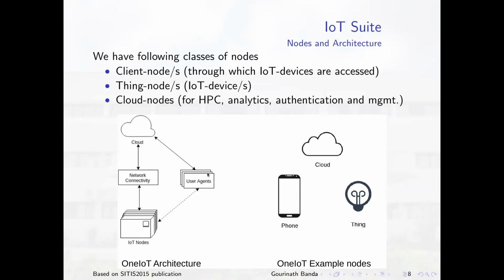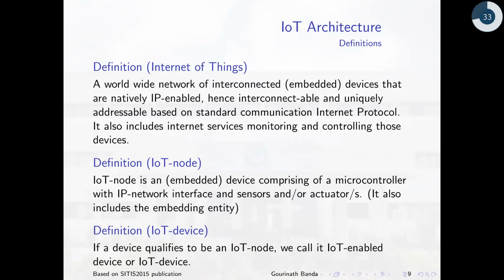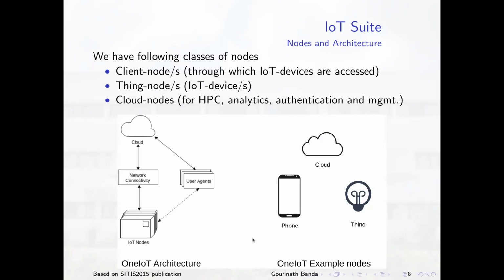User agent could be a simple web interface on a mobile phone or a computer, or it could be a Bluetooth or Wi-Fi enabled phone without the need of getting online or getting access to internet. For instance, in our architecture, we have following classes of nodes. We have client nodes, through which IoT devices are accessed, which are these user agents. Then we have got thing nodes, which are these IoT nodes, such as bulb, whatever are being the objects of control. Then we have got cloud nodes, whatever are the web interfaces that are residing on the cloud.